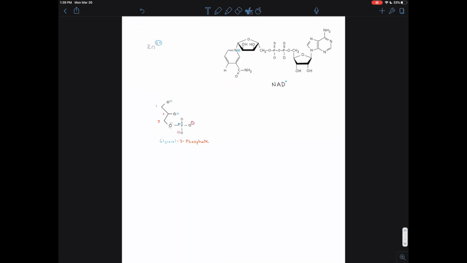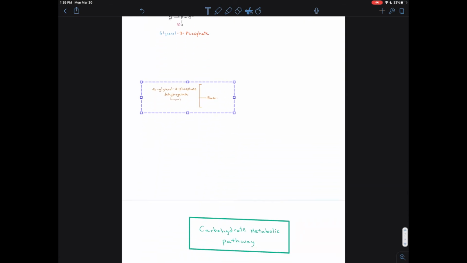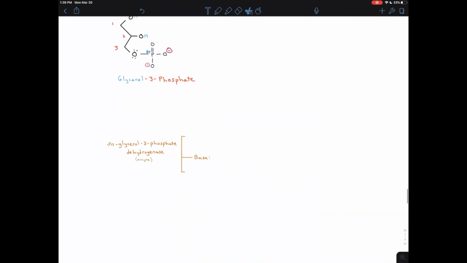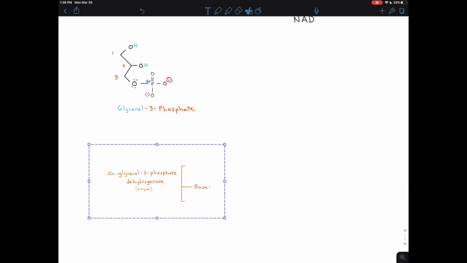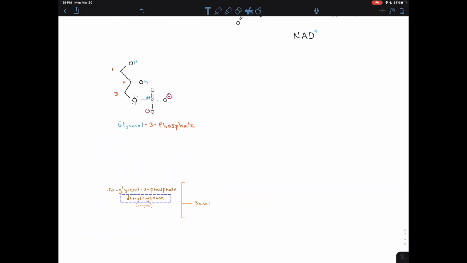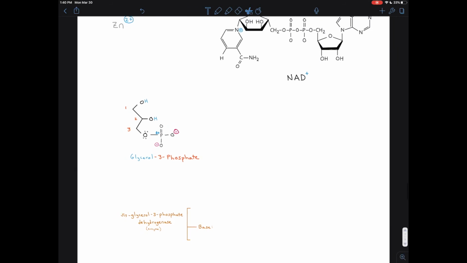That enzyme is SN-glycerol 3-phosphate dehydrogenase. So ultimately, we're going to be taking a hydrogen off of this glycerol 3-phosphate. And this SN there stands for stereospecific numbering, and that just means that we're going to number it so that the phosphate is on carbon number 3 of glycerol.